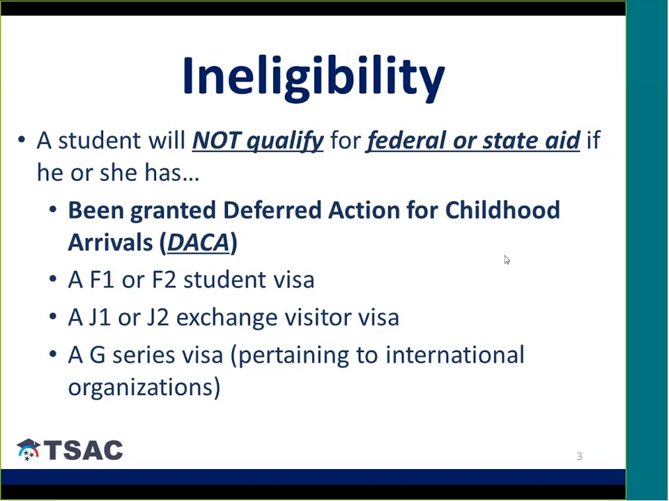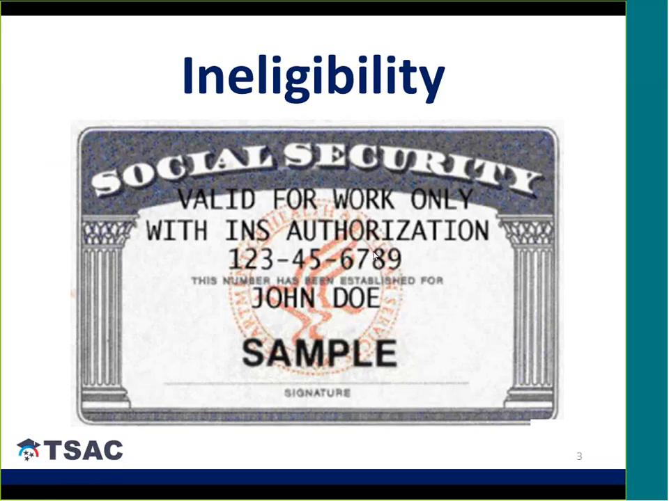So to be clear, a DACA student and an undocumented student, which we don't have listed, but let me say that, an undocumented student, an F or J visa student, these students would not qualify for Pell Grant. They will not qualify for Tennessee Promise. They will not qualify for the Hope Scholarship.